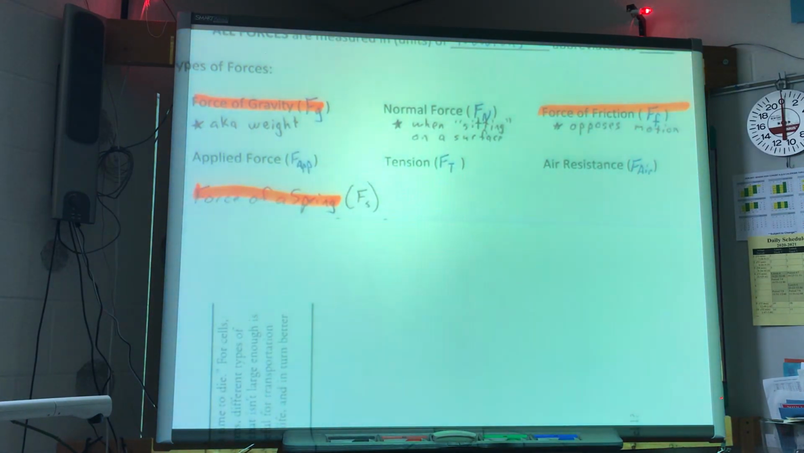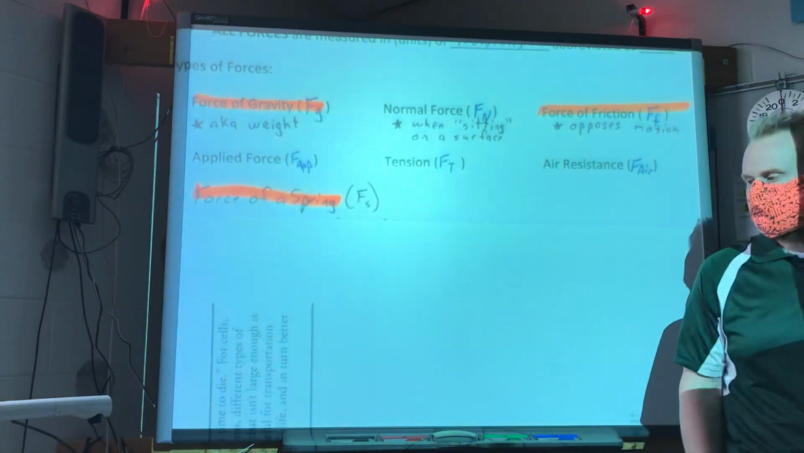Force of friction always opposes motion. It's always in the opposite direction. So if an object is moving that way, the force of friction is that way. If an object is moving up, the force of friction is down. It always opposes motion.